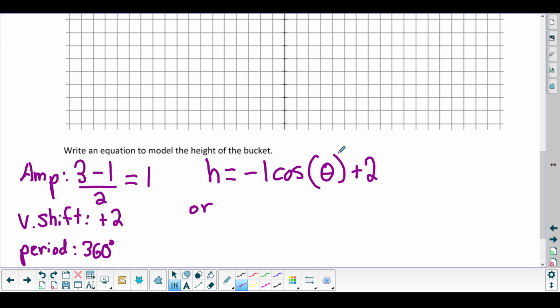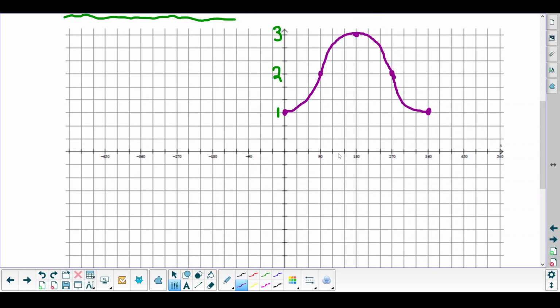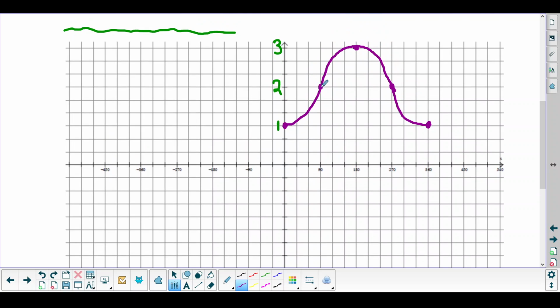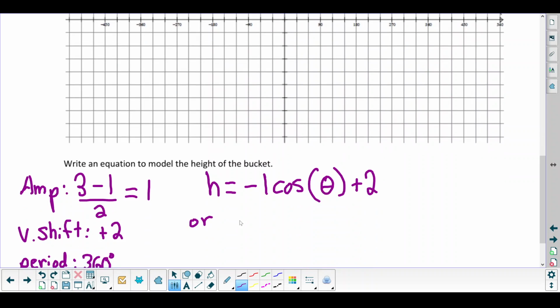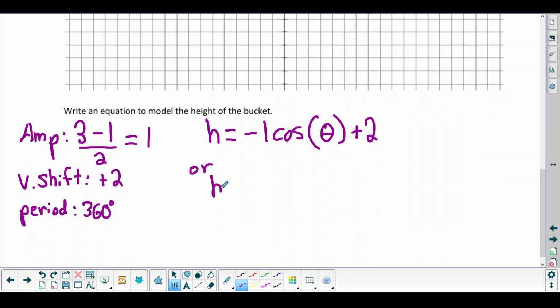Or we could use, say, sine. Sine would line up here, so we'd have to have moved it 90 degrees to the right. So we can try to use that one. So that would be a positive sine, so just 1 sine theta. Right 90 degrees would be minus 90 degrees, plus 2 as well.